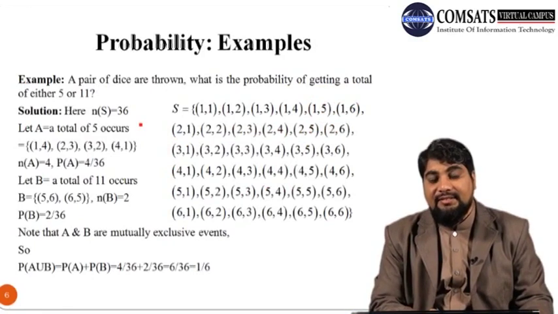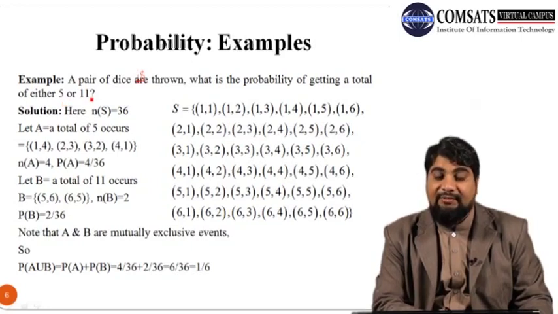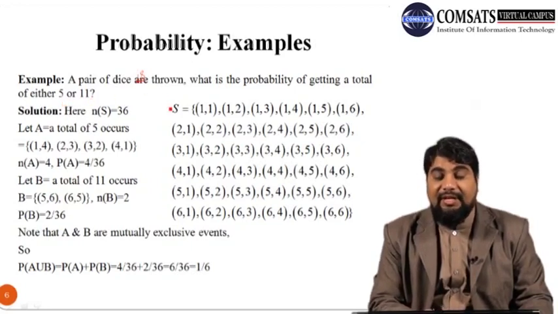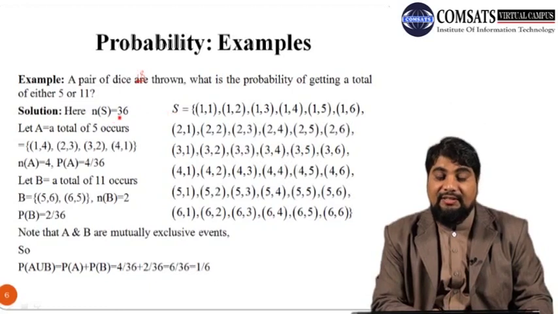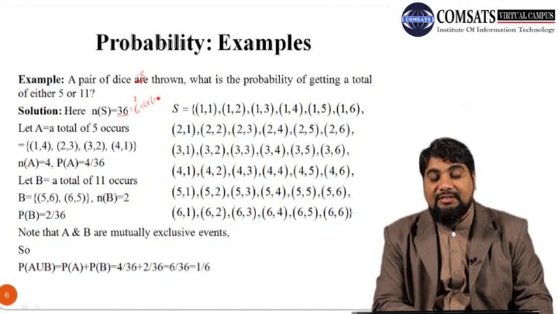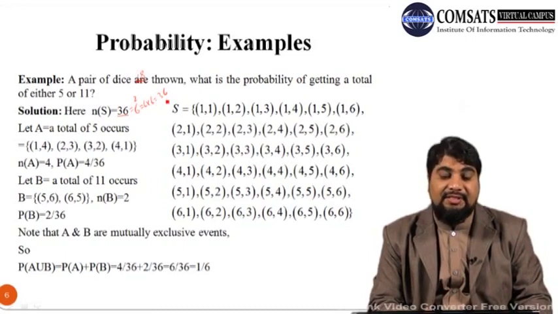So let us consider another example. A pair of dice is thrown. What is the probability of getting a total of either 5 or 11? We know that when a pair of dice is thrown, the total number of sample points is 36, which is 6 cross 6, that is 6 raised to the power 2, equal to 36.